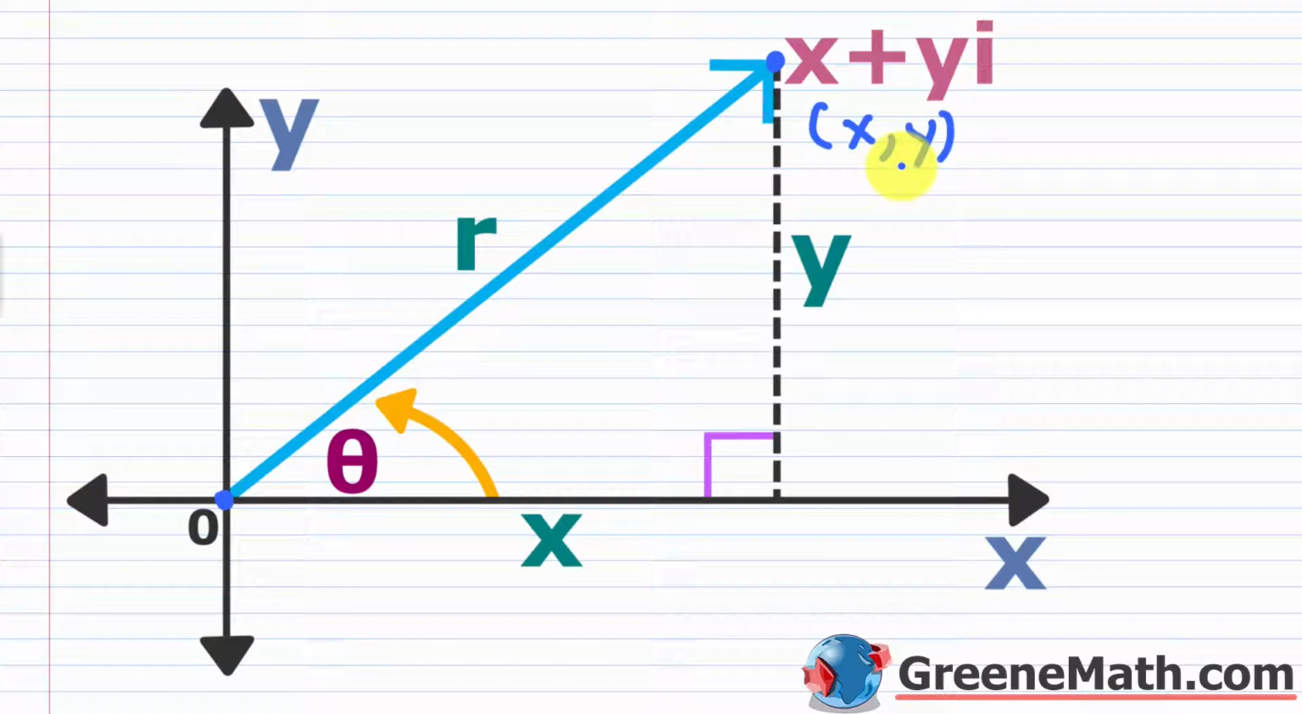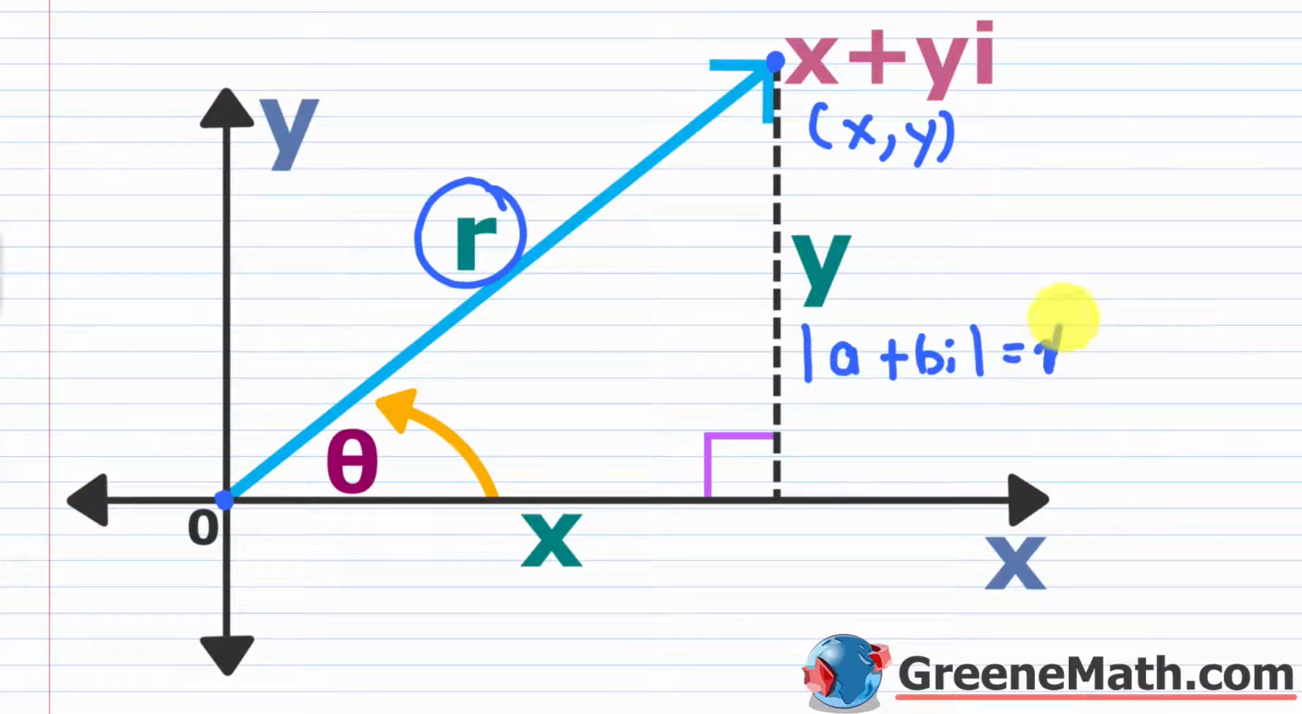So if you think about a few things, first off, the length or the magnitude of this vector is labeled as r. We've seen this a bunch of times, where the length of this is the absolute value of the complex number. Going back, we said the absolute value of a plus bi is the square root of a squared plus b squared. Again, this is just the Pythagorean theorem, right?